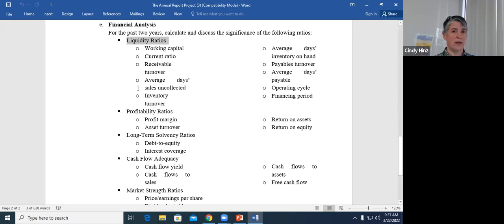Does everyone see that? Those are the 2 items that people are most likely to leave off their report, and it does, of course, have a significant impact on your grade, because this section is a big chunk of the overall grade for the project. So make sure you're doing both of those.